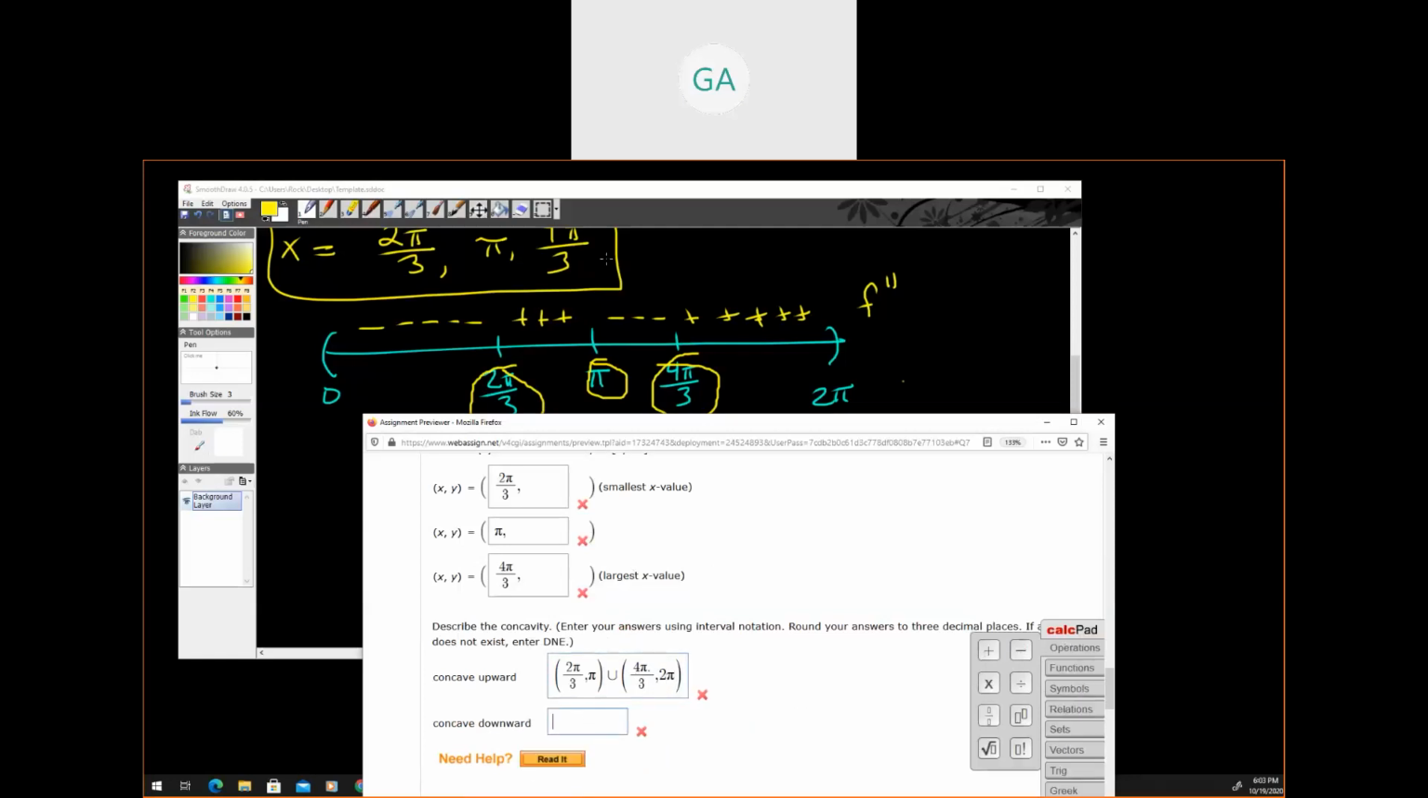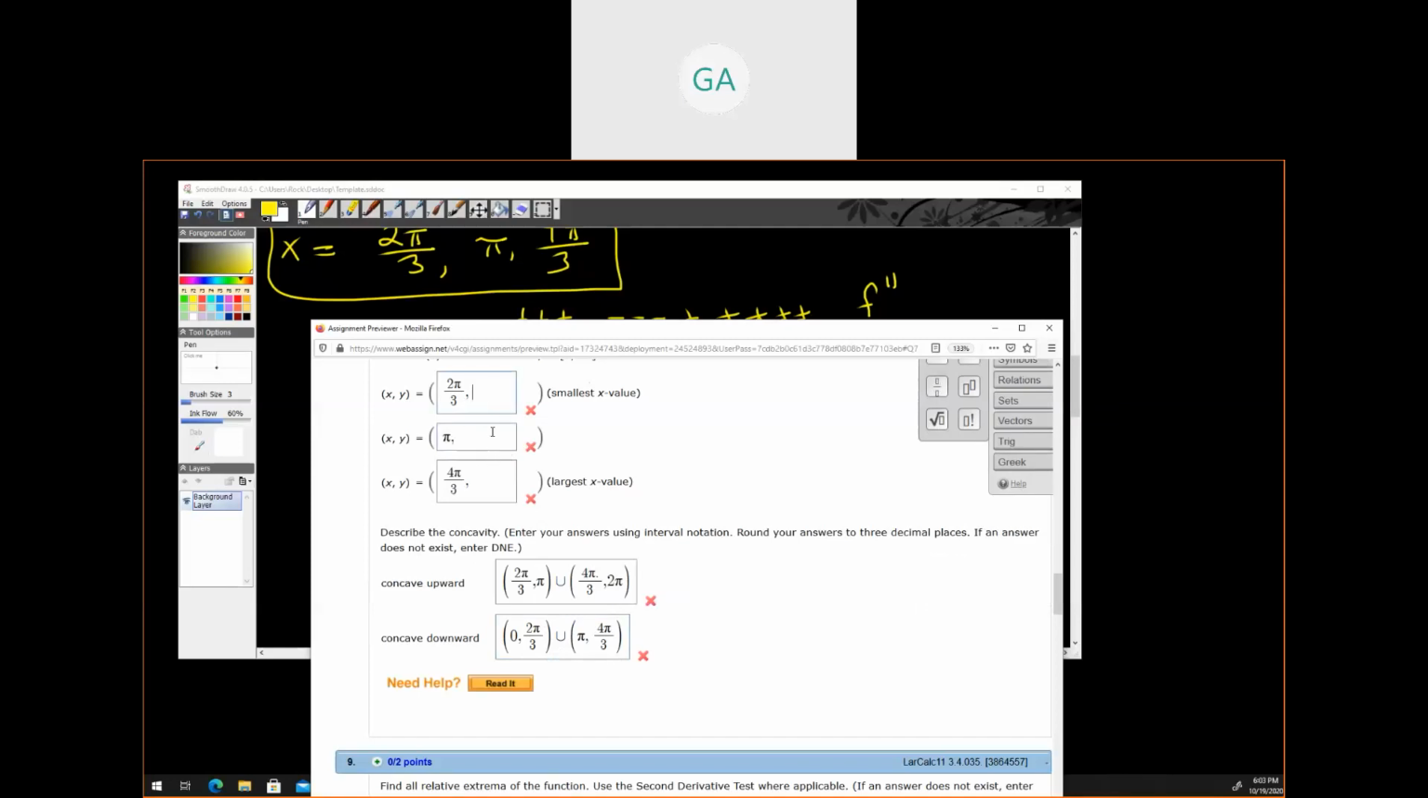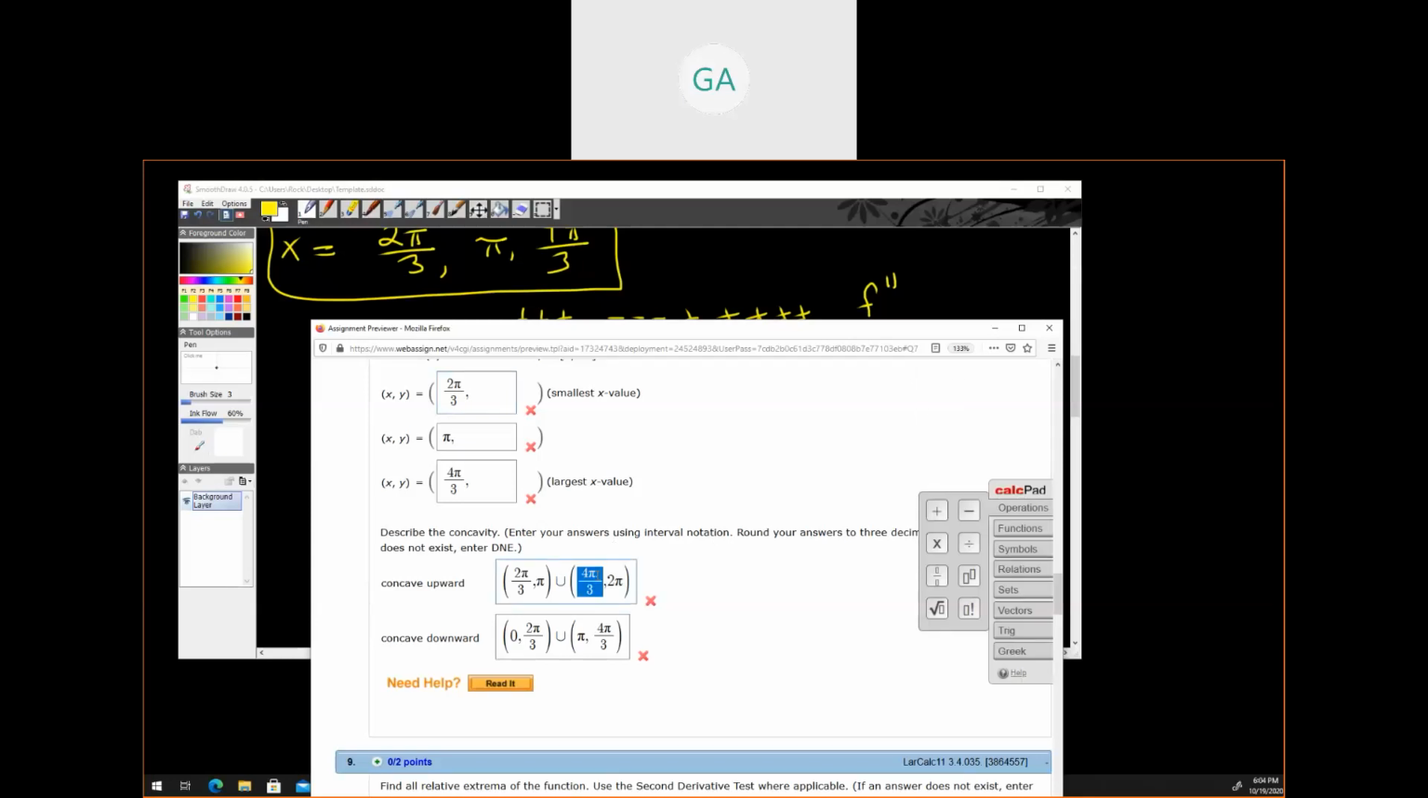And then concave downward where it's negative, so 0 to 2 pi over 3, union, pi to 4 pi over 3. I never filled in the y coordinates here, so those are going to be wrong. But I think everything else should be okay here.